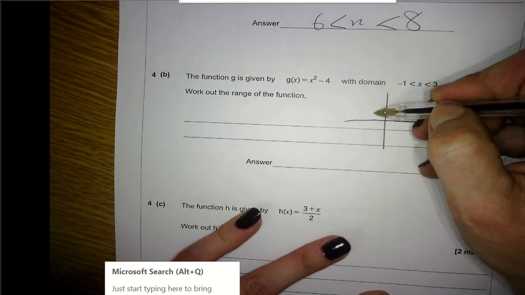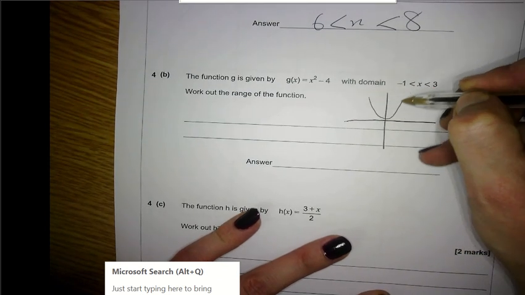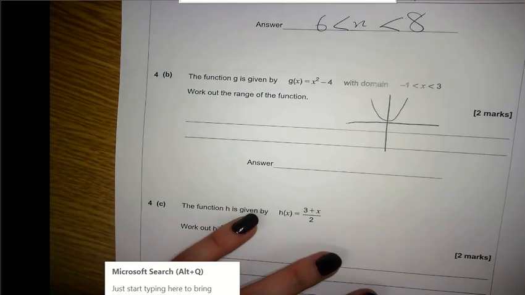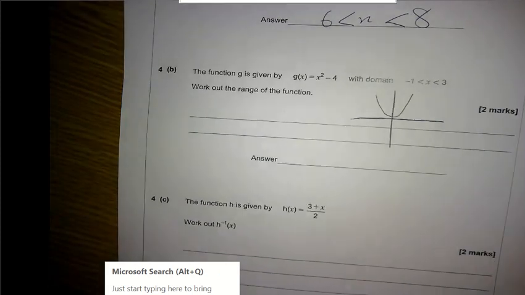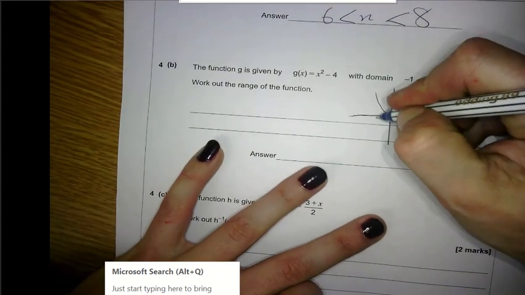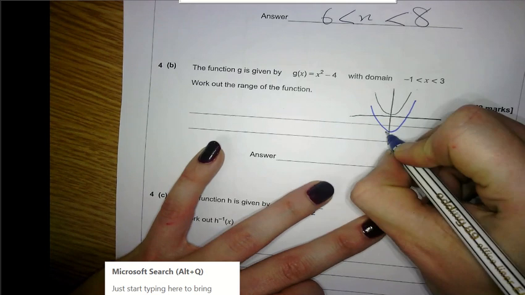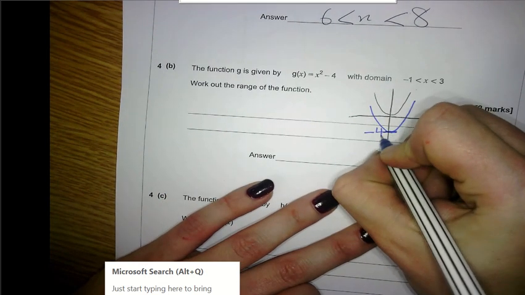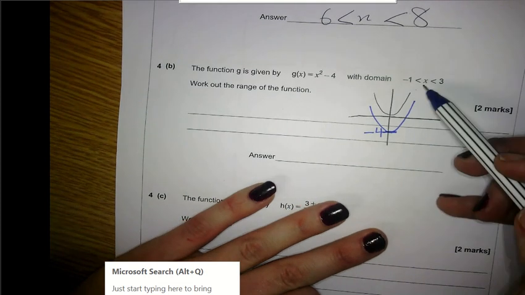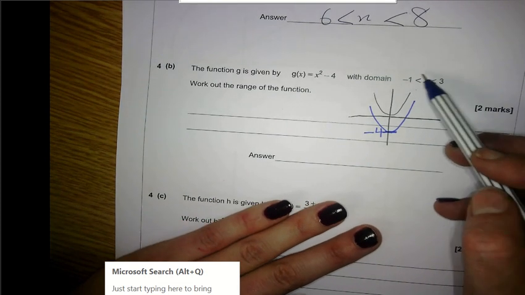So the graph of x squared looks like this. The graph of x squared minus 4 looks like this, in a different colour. It's just been translated by 4 units in the negative y direction, so -4. But it's got a restricted domain. x is between -1 and 3.